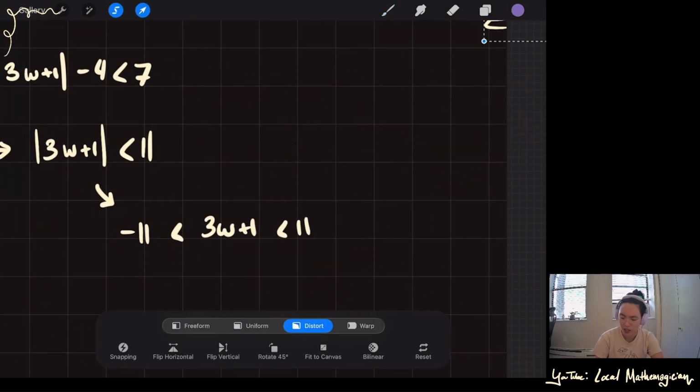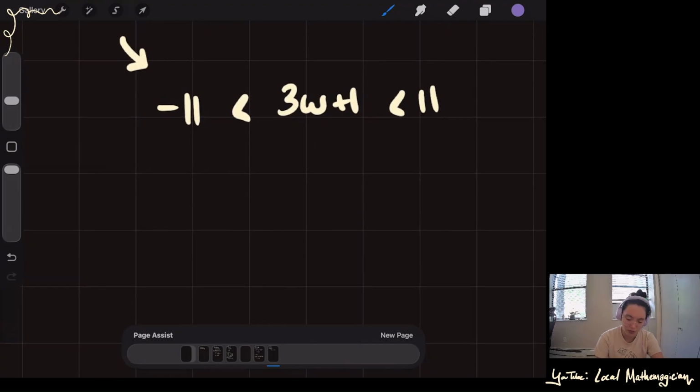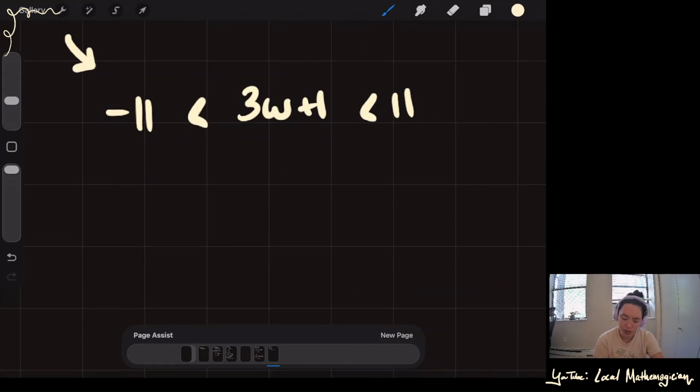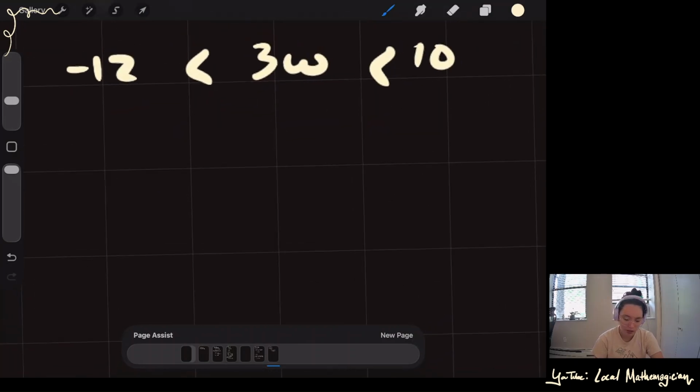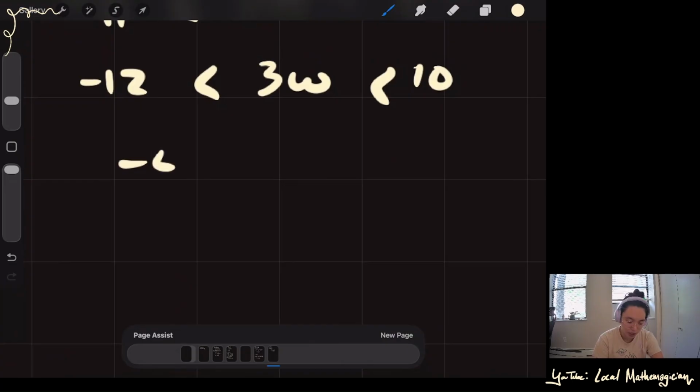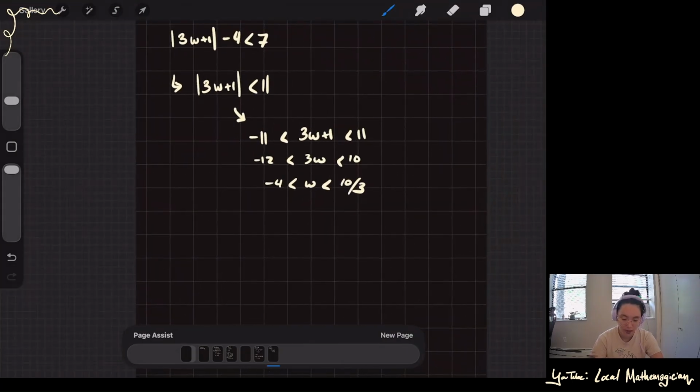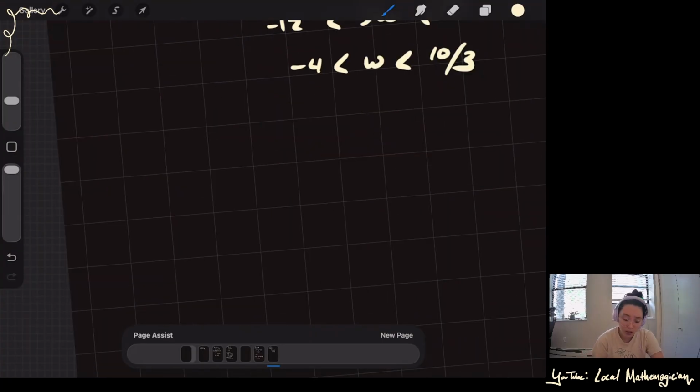And we're going to do some linear transformations on it, of course, so it'll look different, right? If you subtract 1 on both sides, you end up with negative 12 is less than 3w, which is less than 10, right? You divide by 3 on all sides, or in all sections, and that gives you negative 4 is less than w is less than 10 thirds, right? That's reasonable, that makes sense, right?